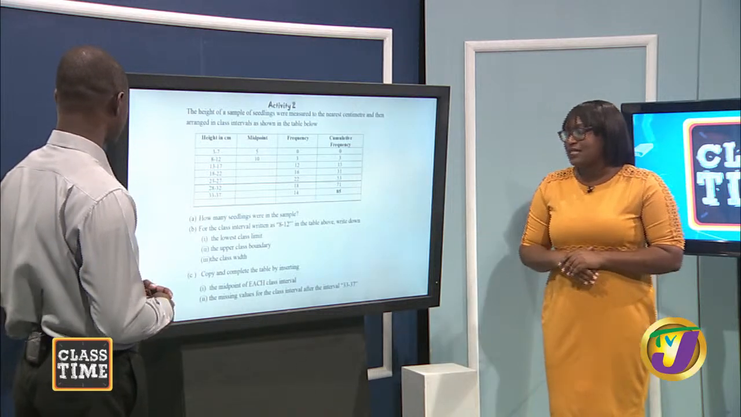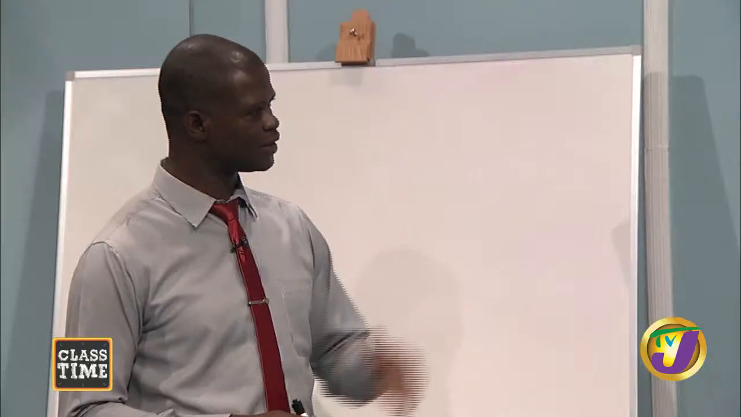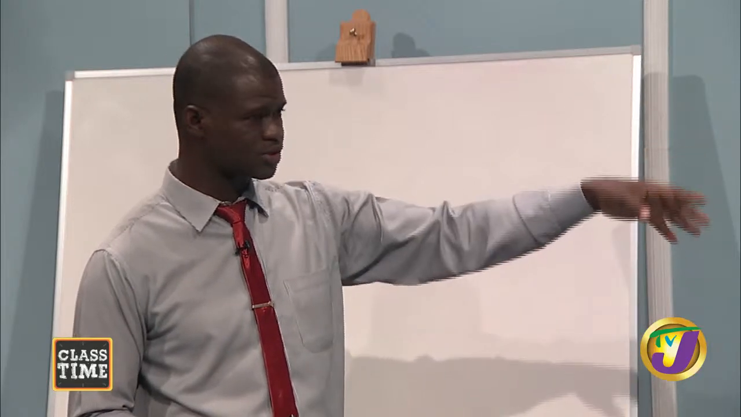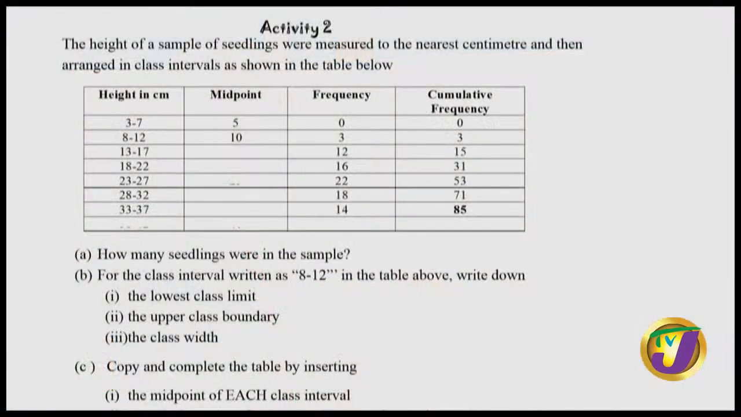So, the class limit. Here we have all of these numbers on the height in centimeters. These are in classes, right? Now, in a particular class, you have a lower limit and an upper limit. Your lower limit would be the smaller number. So in the first class, for example, your lower limit would have been 3 and your upper limit would have been 7. This particular question makes reference to the class interval 8 to 12. So based on what we have discussed before, the lowest class limit would be 8, because that's the smallest number in that particular class.